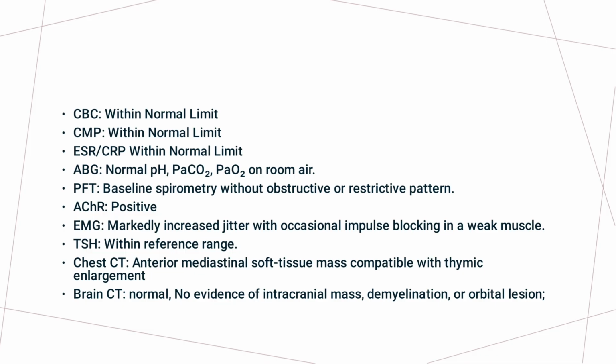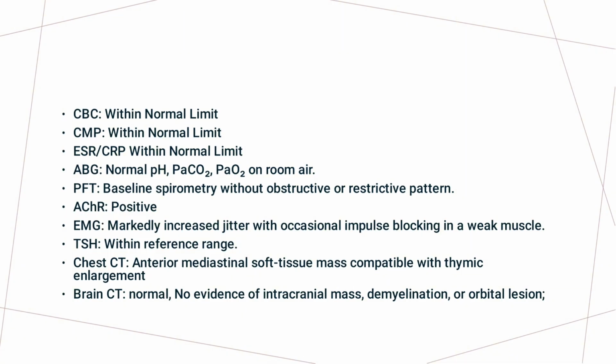ESR and CRP are also normal. ABG shows a normal pattern, so this is telling us that the lungs are functioning normally, there's no issue here. PFT also shows a baseline spirometry without any obstructive or restrictive pattern.